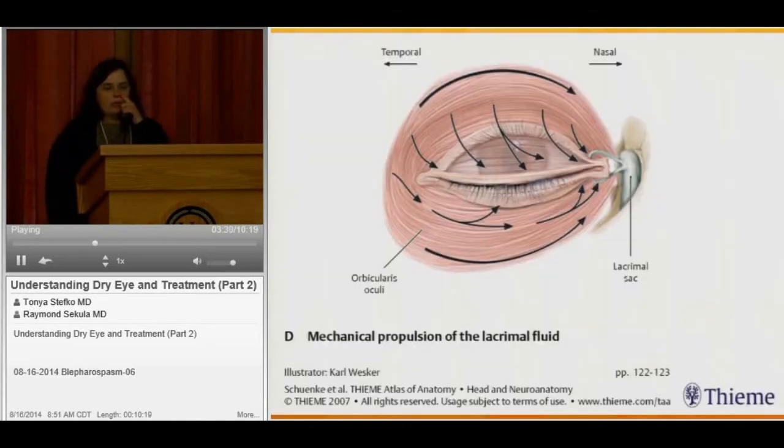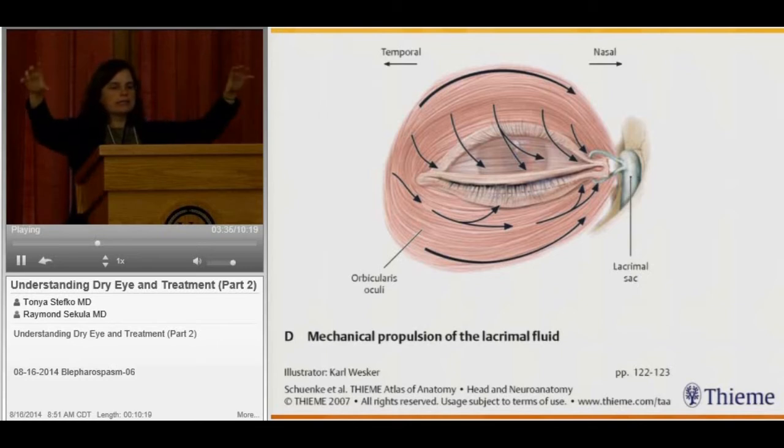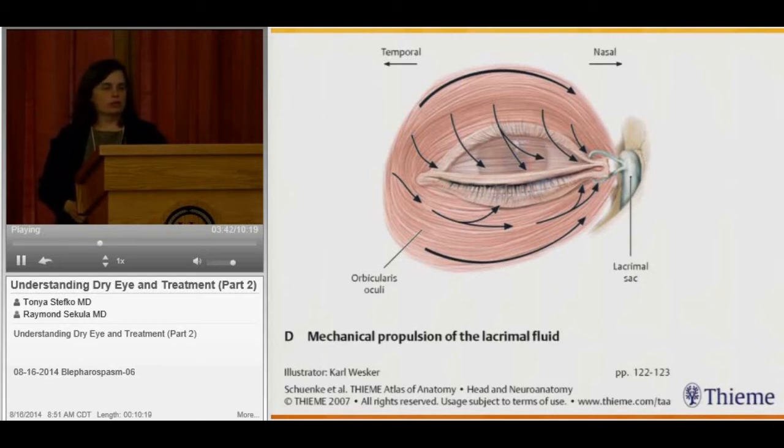So this is the lacrimal pump that Dr. Evinger was talking about. You have your orbicularis, which is the muscle that runs horizontally in the eyelids, and when it squeezes, it's going to flatten the eyelids and bring them together. And that pumps all of your tears away over towards your nasolacrimal duct.